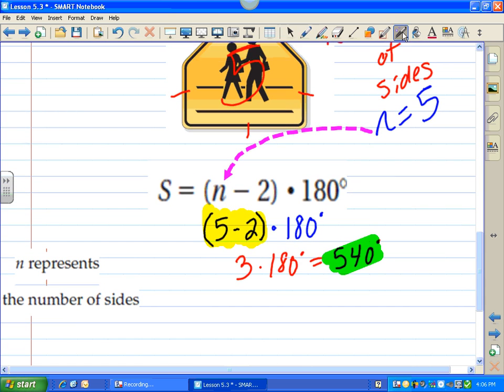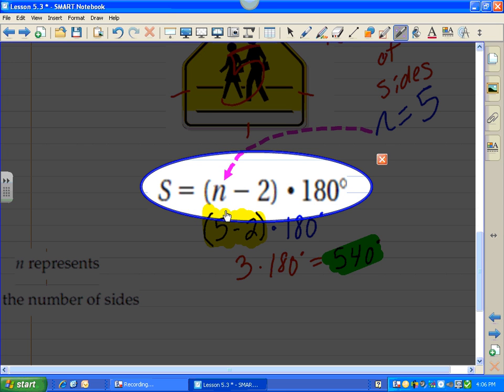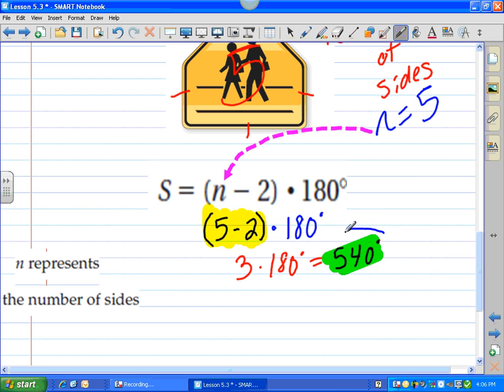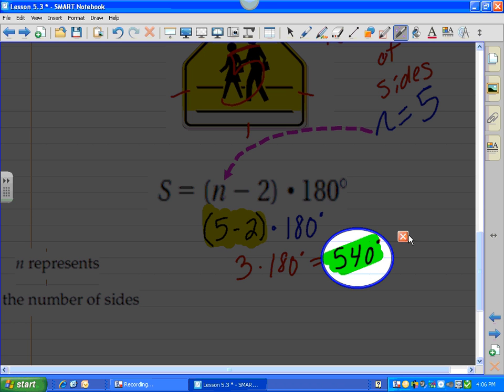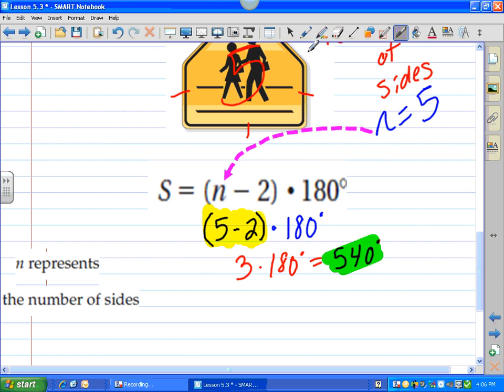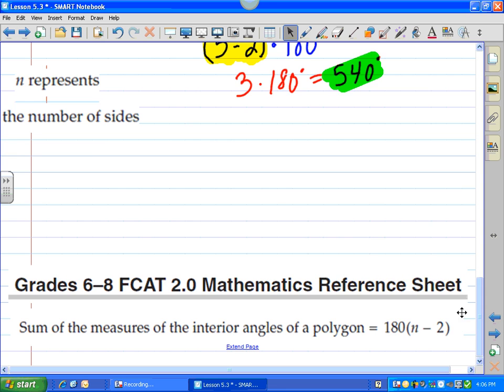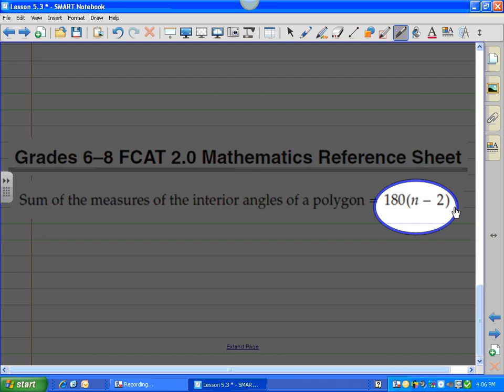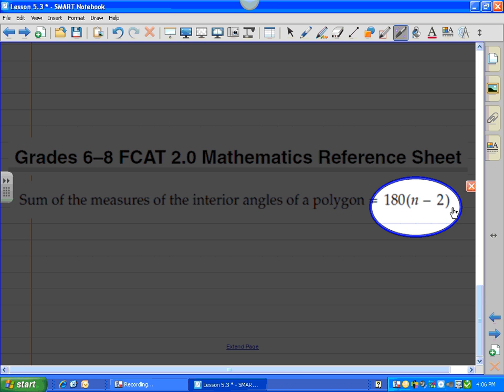This is the formula that you will use for plugging and chugging. Remember, n stands for the number of sides on the polygon. S would be the sum or the total. So we would say for this example, the sum of the measure of the angles, S equals 540. When you take the FCAT, if you forget what the formula is, all you have to do is look on your reference sheet. The FCAT writes the formula slightly different, but you'll still get the same results.